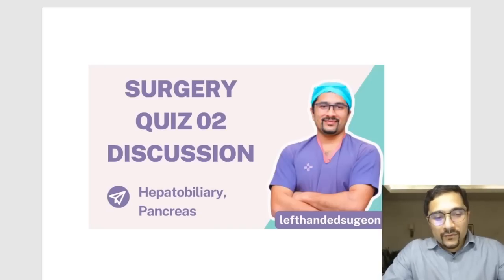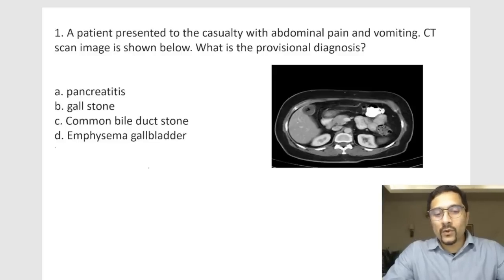So let's start with the first question. The first question was that a patient presented to the casualty with abdominal pain and vomiting. The CT scan image was shown. What is the provisional diagnosis?